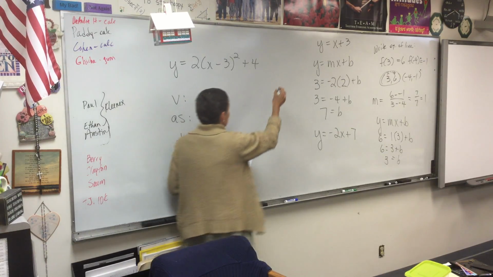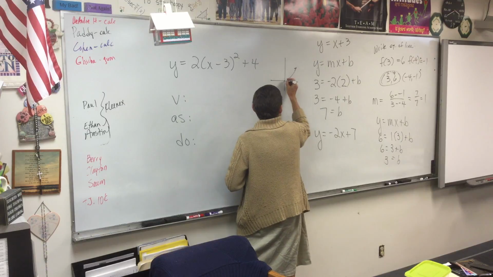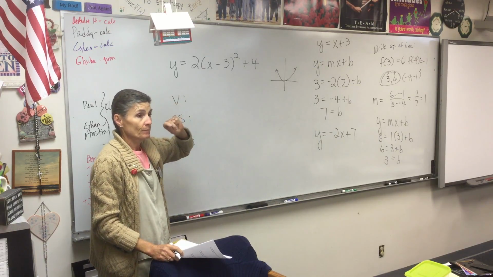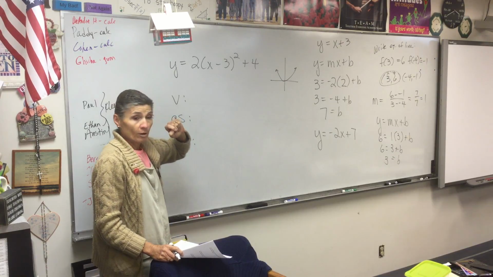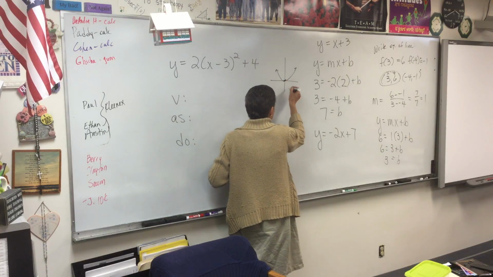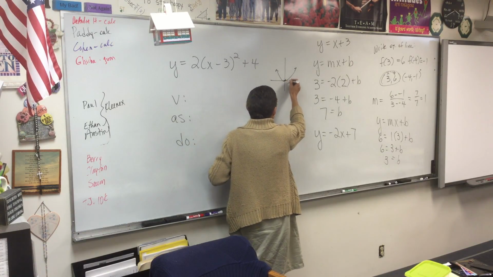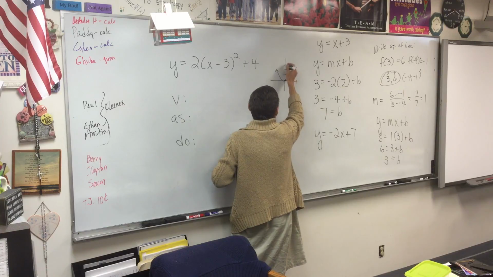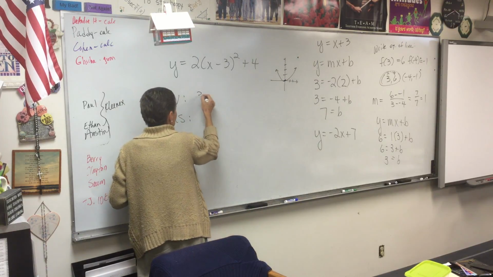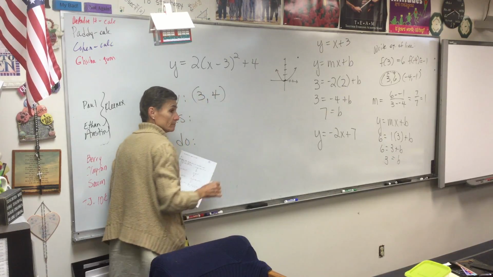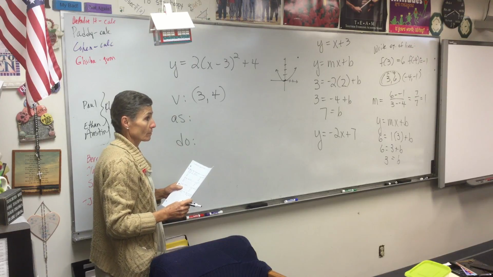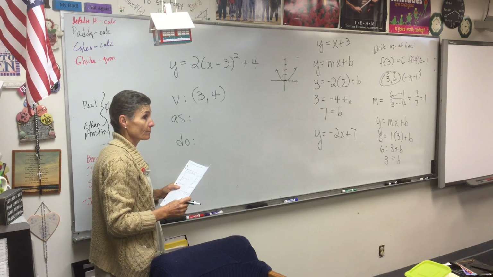Think about your regular squaring function that looks like this, right? But this one's been moved. How has it been moved? Up 4 and right 3. So this point, instead of being at the origin, is right 3 and up 4. So that is the point (3, 4). Would you agree with that?